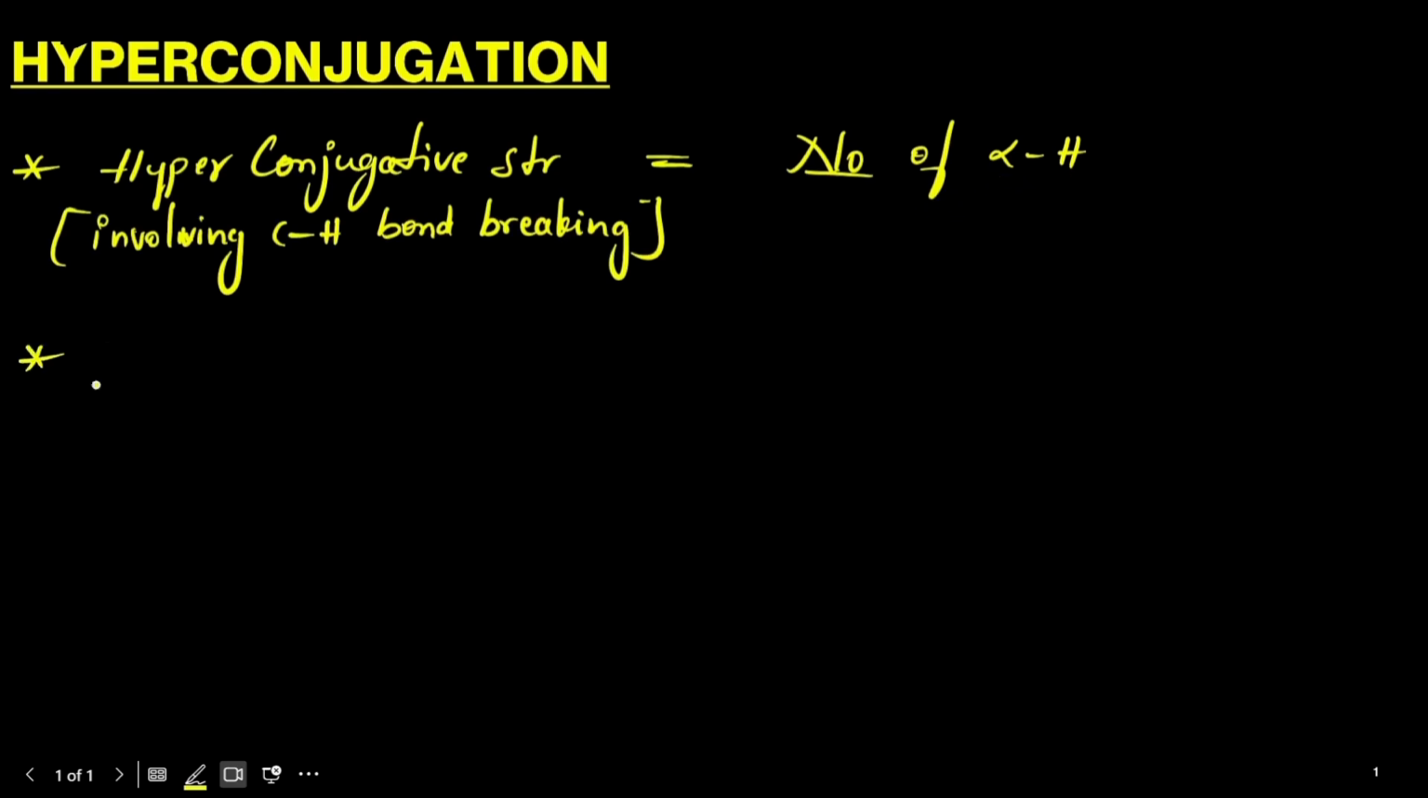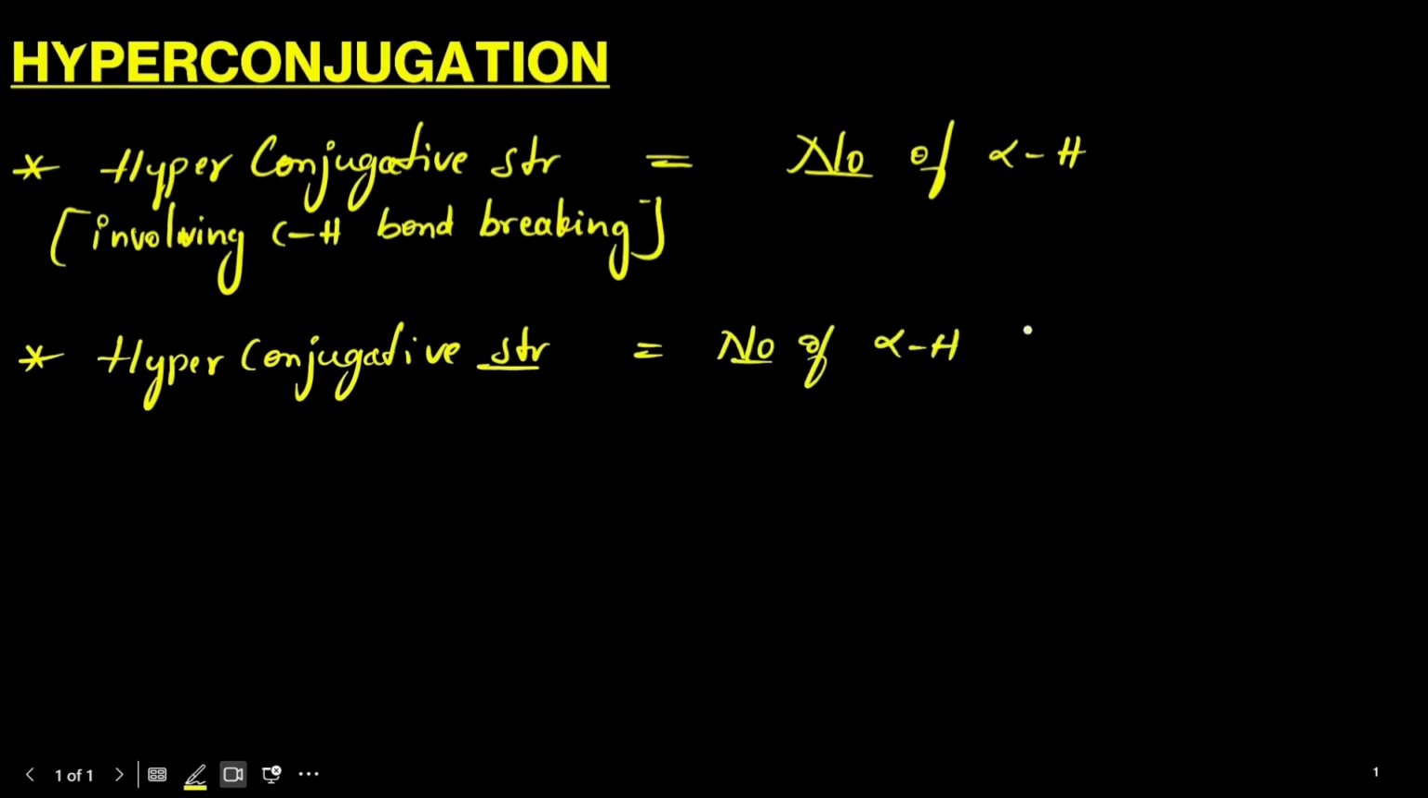Again, if you consider hyperconjugative structures, simply the hyperconjugative structure is equal to the number of alpha hydrogens plus 1. In this case, it is not particularly mentioned that there is no carbon and hydrogen bond breaking. Okay, therefore, the hyperconjugative structures are equal to the number of alpha hydrogens plus 1, and this one is the original structure.